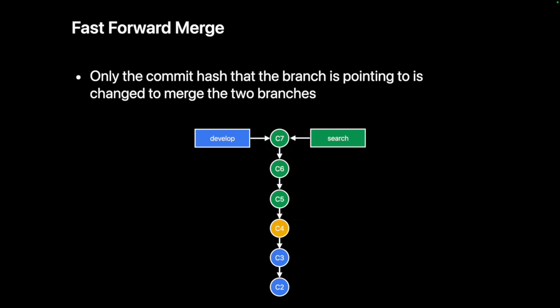This method of merging by only changing the branch's hash is called a fast-forward merge. However, fast-forward merge is not always possible. It can only be done when the branch being merged, in this case, the search branch, includes all the content of the target branch, here the develop branch. This might seem a bit complicated, but simply put, fast-forward merge can only be performed when the two branches are in a straight line in the commit history. This concludes our look at fast-forward merge.